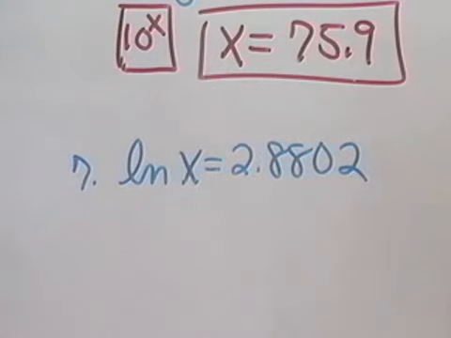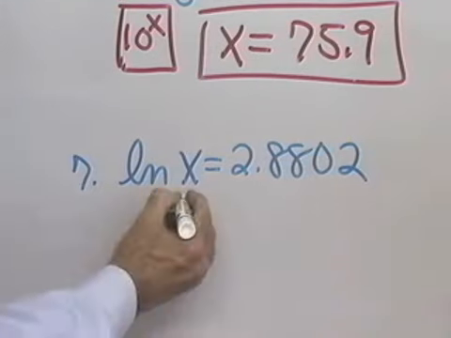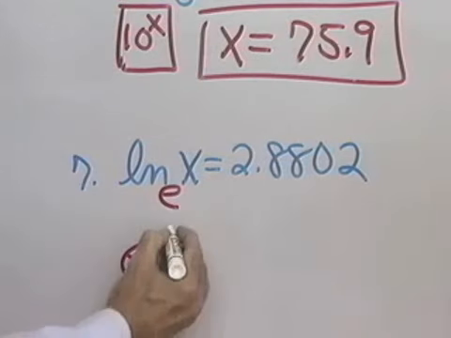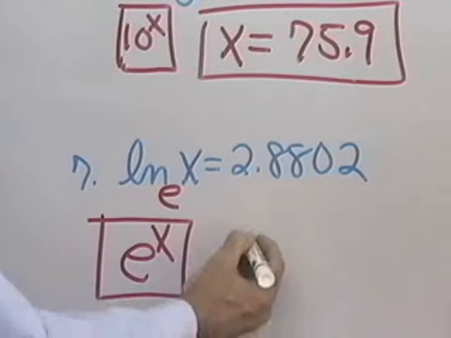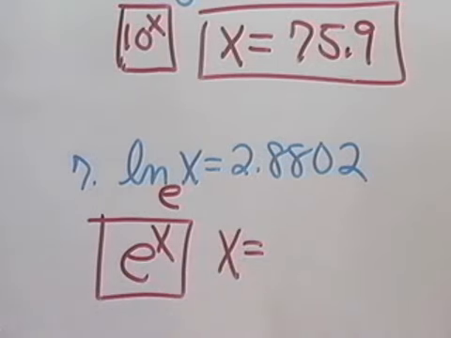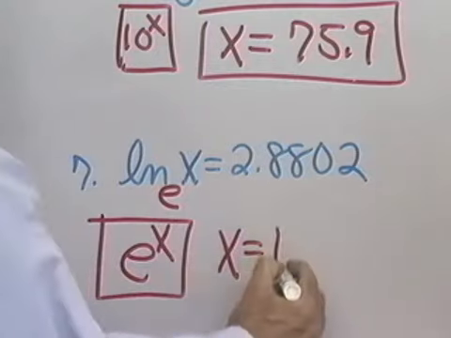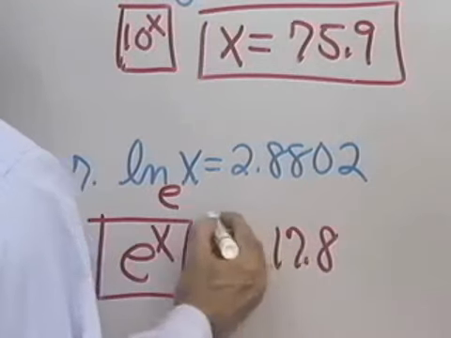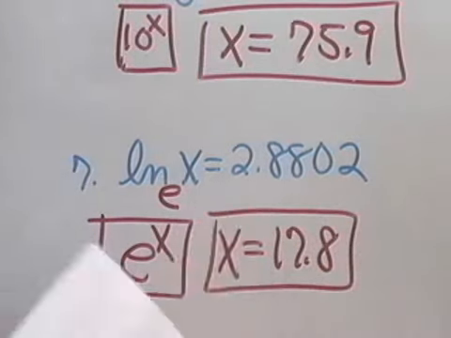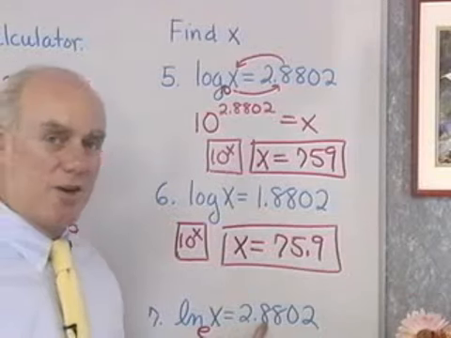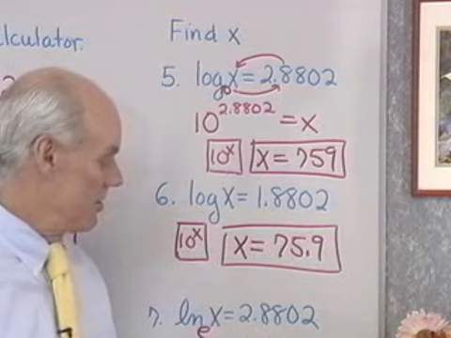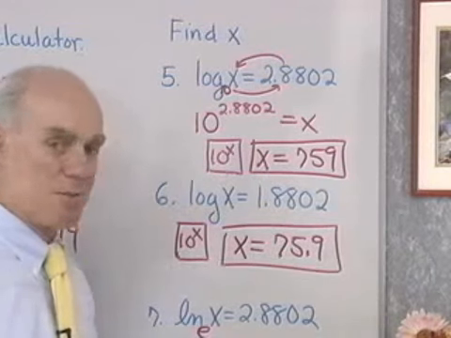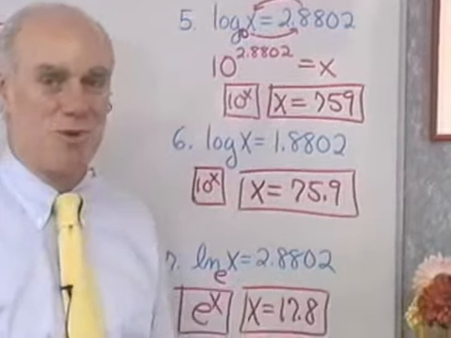One more problem. Natural log x is 2.8802. Remember, this is e. So I'm looking for my e to the x button. I want to use my e to the x button with this number right here. When I do that, x comes out to be 17.8. So if the natural logarithm of x is 2.8802, then x itself must be 17.8. So you want to check this on your calculator using your e to the x button and see if you can get that 17.8 yourself.